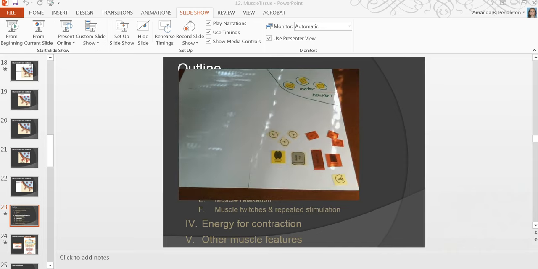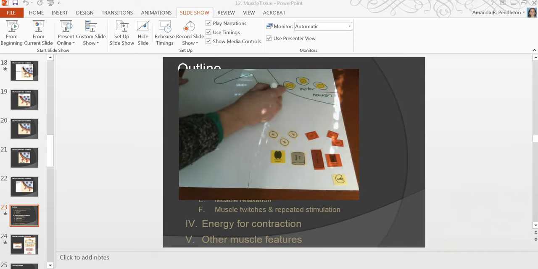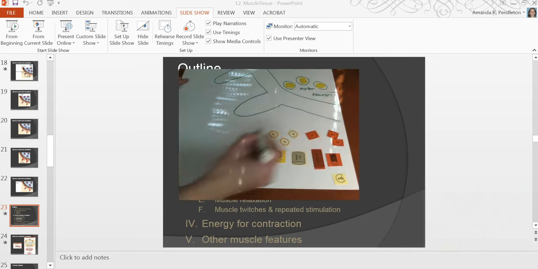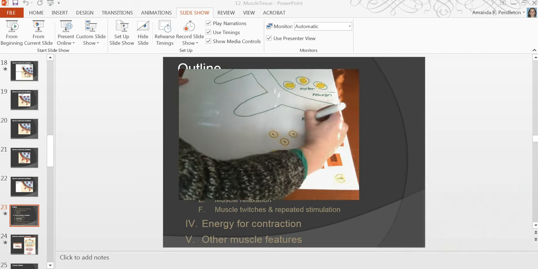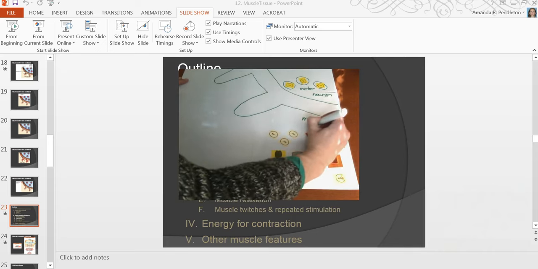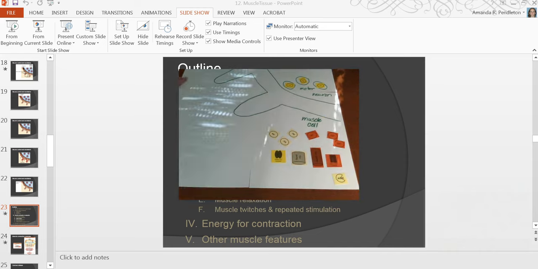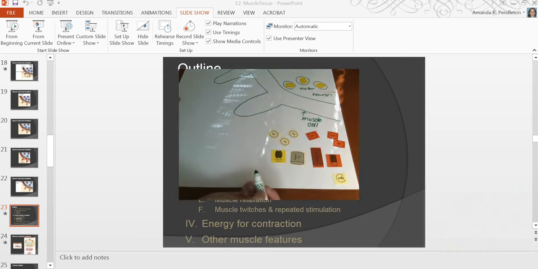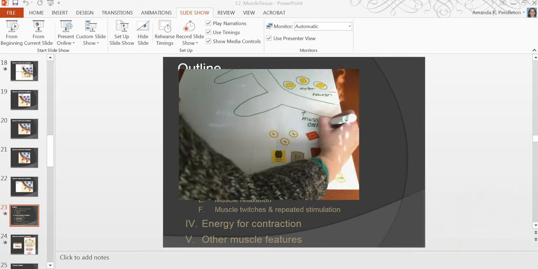The next thing we're going to draw is the motor end plate. Okay, so inside here, this is going to be muscle cell. And that's the sarcolemma of the muscle cell. So, muscle cell sarcolemma.